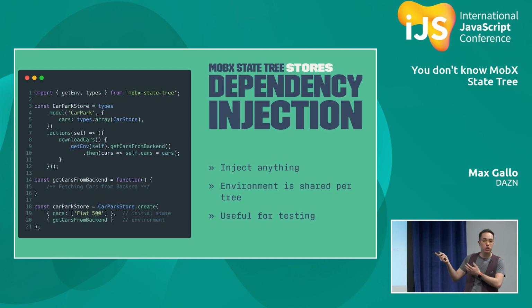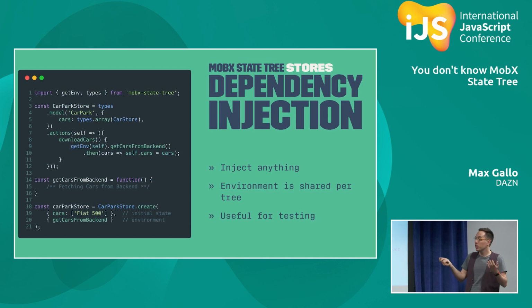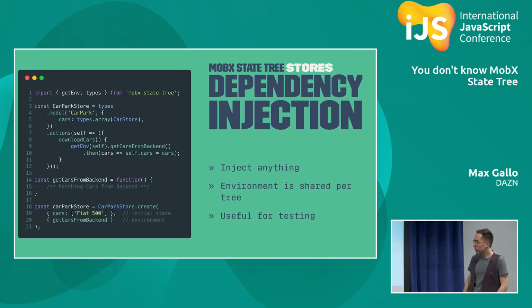In this case, I'm injecting something, so it's also useful for testing purposes. Imagine you want to test your store. You do an easy carParkStore.create, and instead of the real getCarsFromBackend, you can pass a mock version. You can pass a function that returns a promise that does immediately what you need to do. That's why it's useful for testing.